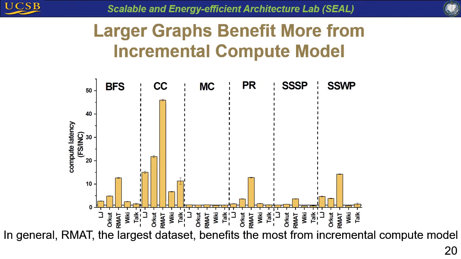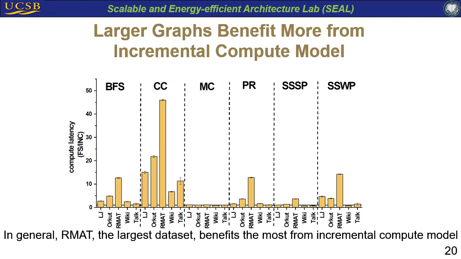For the second question, our key takeaway is that larger graphs benefit more from the incremental compute model. The results on this slide provide evidence for this observation. On the x-axis, once again, are different data sets and different algorithms, whereas the y-axis shows the ratios of the compute latency from the from-scratch compute model and the incremental compute model.